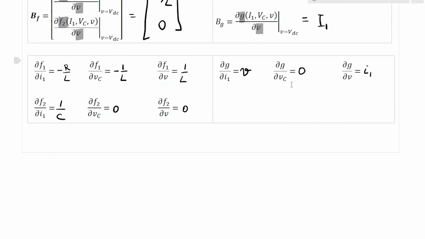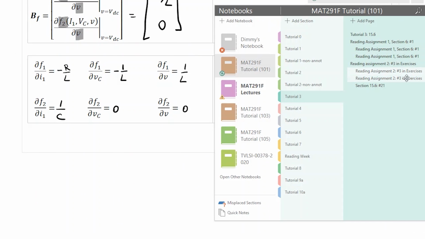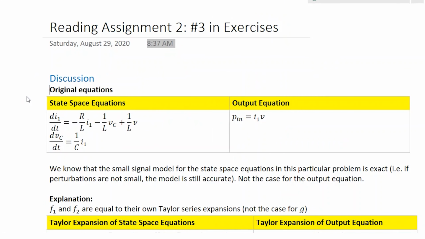Is this on the page? Yes. Okay, next page. So, right. Okay. Sorry.